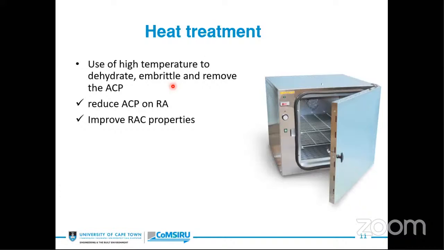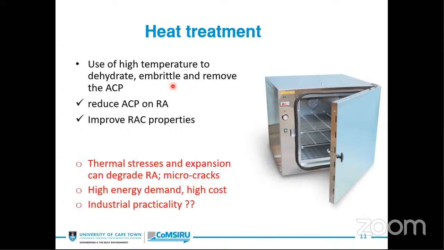Another enhancement technique will be the use of heat treatment. Rohit has basically elaborated on this. Now, this process basically entails the use of high temperature to dehydrate, to embrittle, and remove the attached cement paste. Here, the ACP content of RA is reduced. This, of course, largely depends on the heating temperature. We saw from Rohit's presentation that temperatures had to go as high as 500 degrees Celsius to get very good results. And subsequently, the properties of the concrete are also improved, as we have seen.